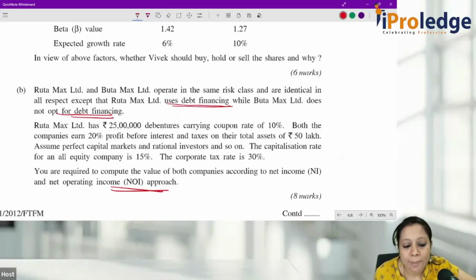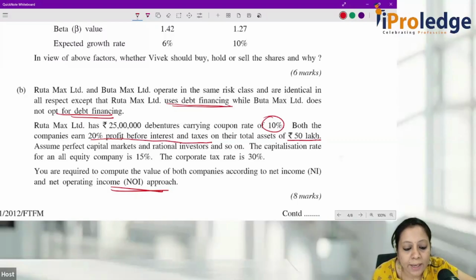All right. Rutamax Limited has rupees 25 lakhs debentures carrying coupon rate of 10%. That means the interest rate is 10%. Both companies earn 20% profit before interest and tax on their total assets of 50 lakhs. So that means they are saying the EBIT, profit before interest and tax, is 20% on 50 lakhs.